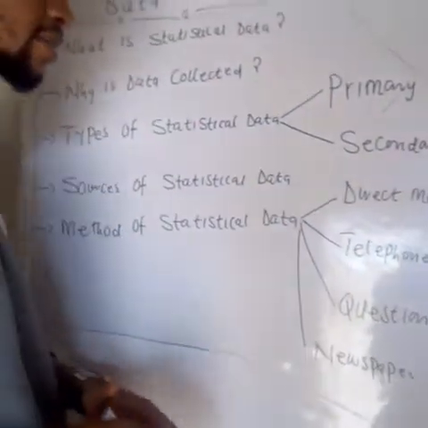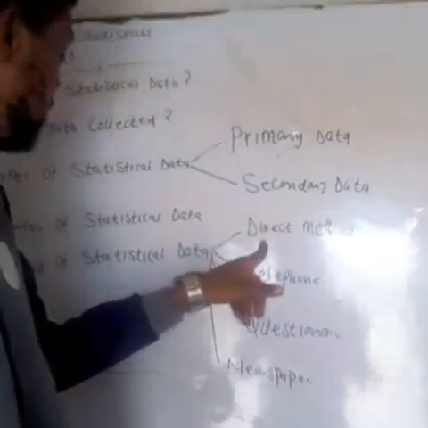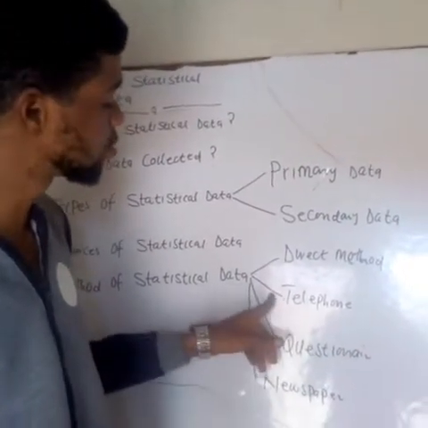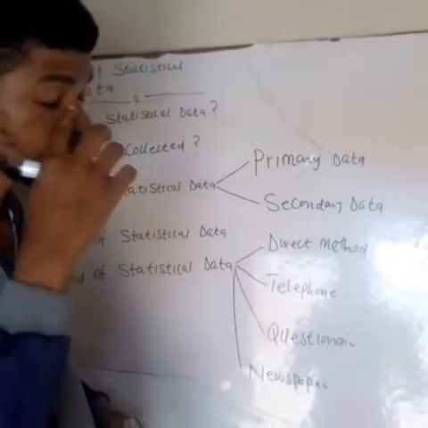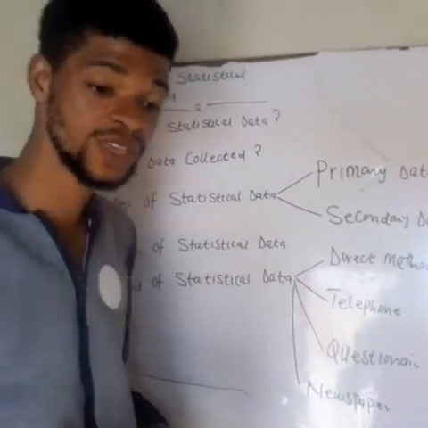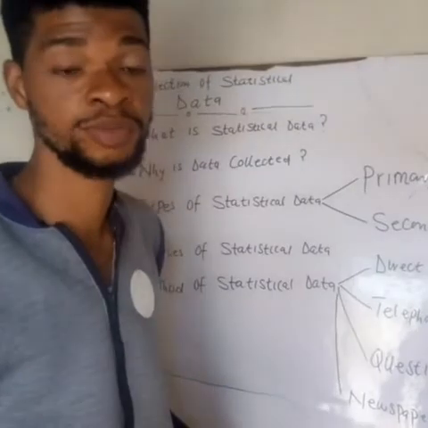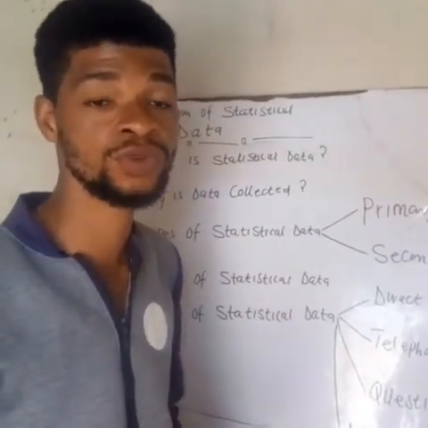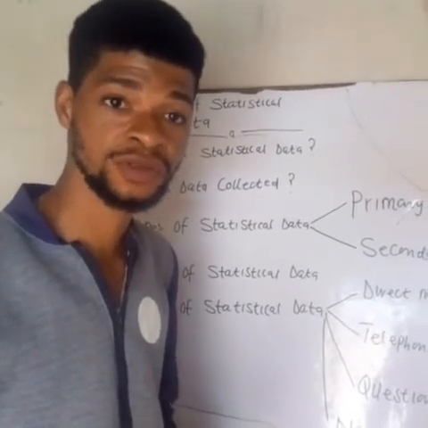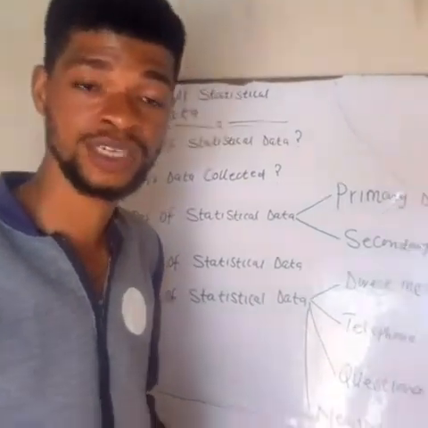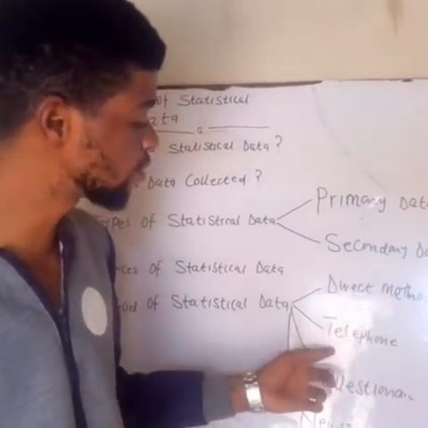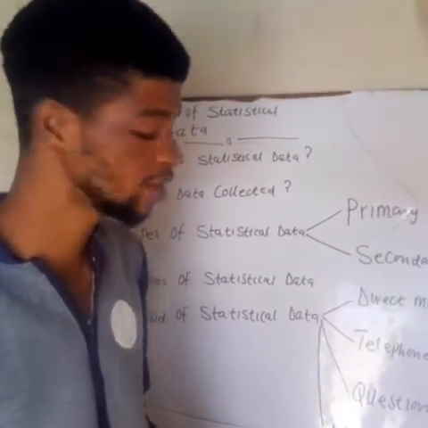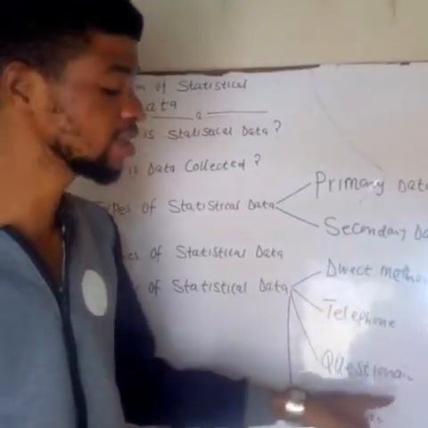Direct method is in the sense that an interviewer can collect your data directly from the respondents. And the second one, we can also collect data using a telephone call. That is, if you want to get data from any source, be it an institution or a factory, you don't need to stress yourself by going to the factory to collect your data. To save time and stress, you just use your telephone and call one of the officials in that company for the data. And number three is issuing out a questionnaire.